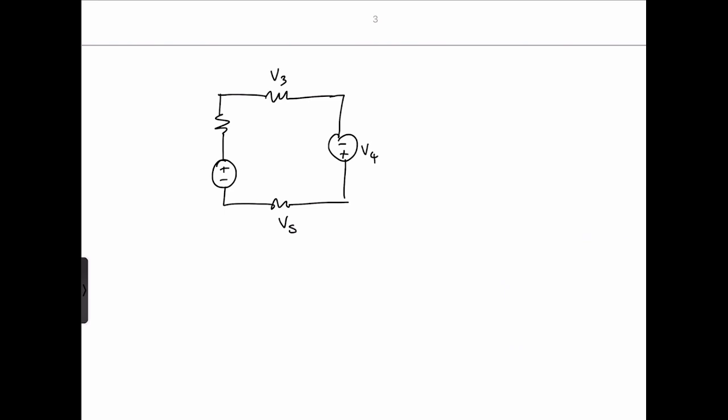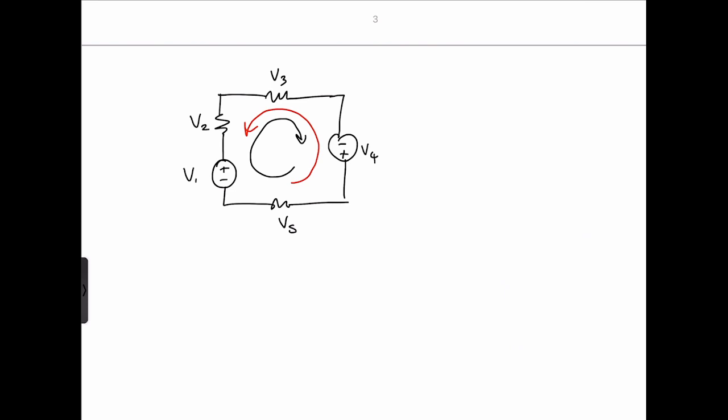So let's draw a circuit. So say we have a resistor, a voltage source, another resistor, a voltage source, and another resistor. So let's call this V5, V4, V3, V2, and V1. So let's put our counterclockwise loop in red and our clockwise loop in black.